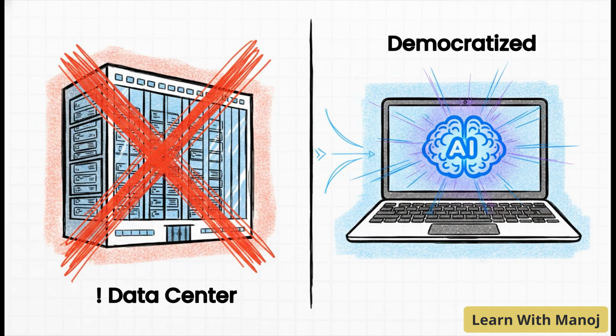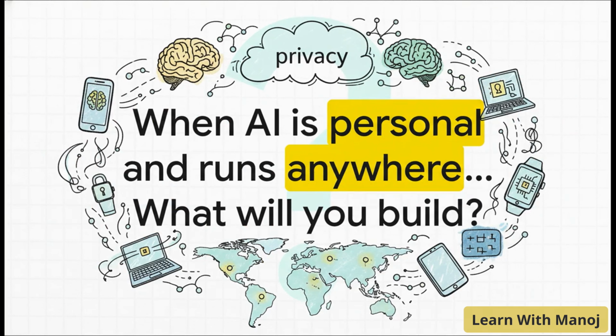And what this all really means is that the entire game has changed. Access to truly powerful AI is being, well, democratized. Because of these incredible efficiency tricks, you no longer need a data center. You just need a laptop. So I'm going to leave you with this question to chew on. When this level of powerful AI becomes truly private, truly personal, and can run on any device you have, anywhere in the world, what are you going to build first?